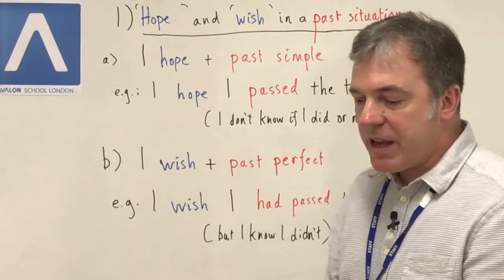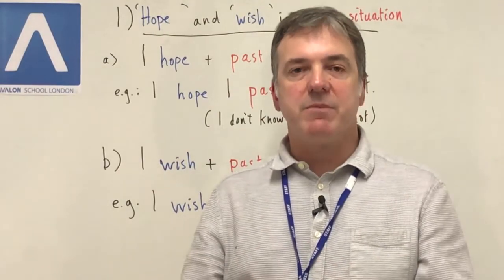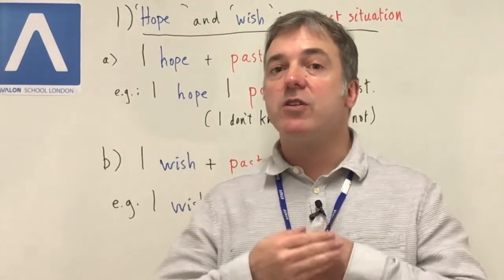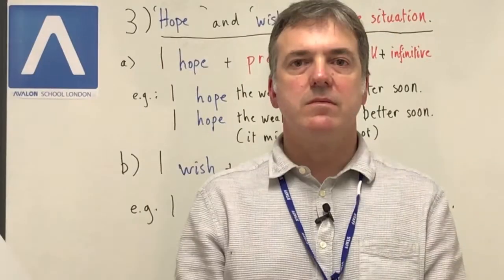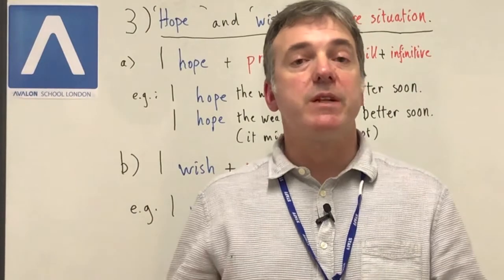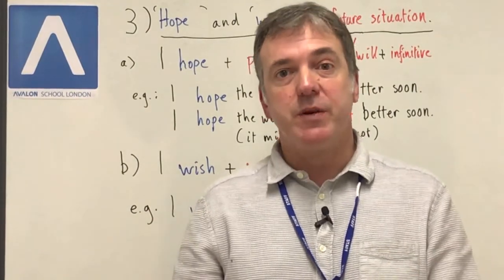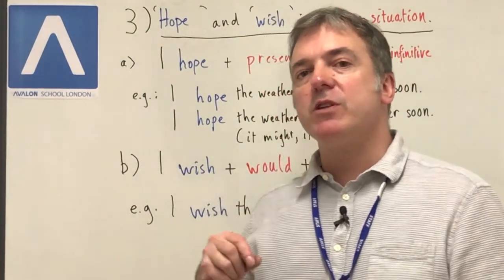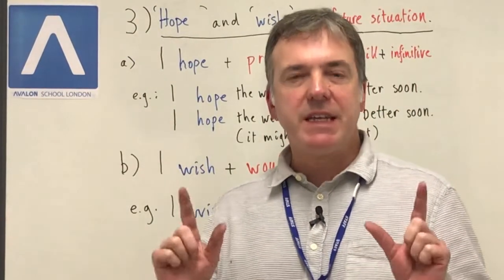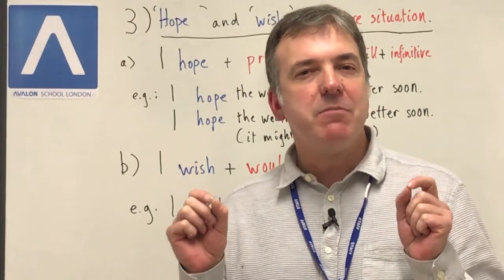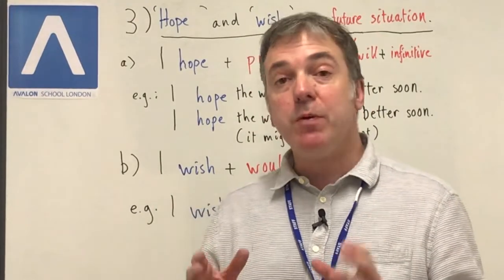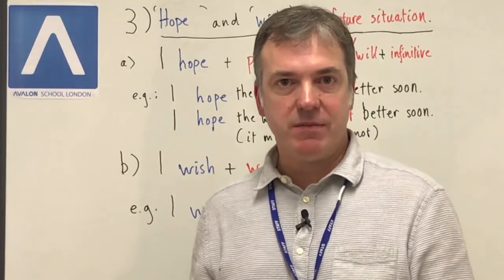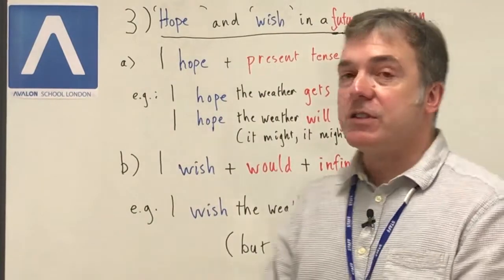Okay, so now we're going to look at another time situation, and we've looked at the present time, we've looked at past time, now we're going to look at future time. So we've looked at the difference between hope and wish in a present situation, in a past situation, and now we're going to look at the difference between hope and wish in a future situation. But again, remember that the difference in meaning is still the same. Hope means it's possible. Wish means it's impossible. So, now we're going to look at the future situation.